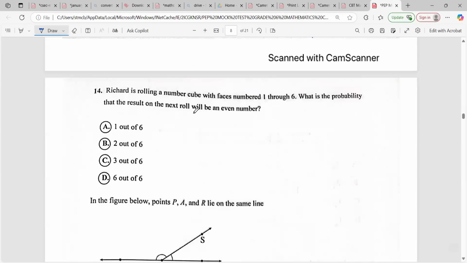All right, Richard is rolling a number cube with faces numbered 1 to 6. What's the probability that the result on the next roll will be an even number? Even number.